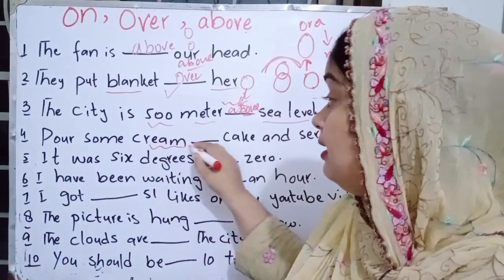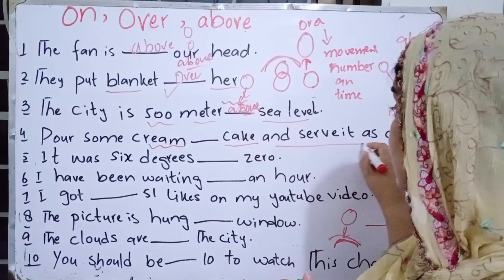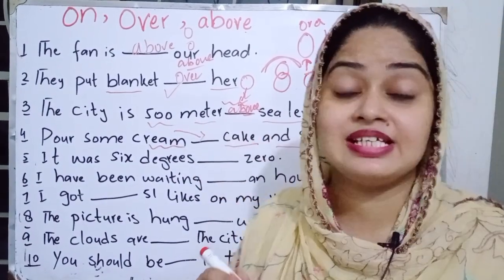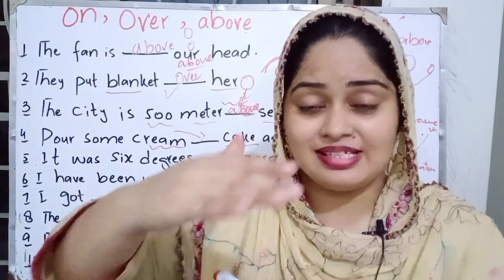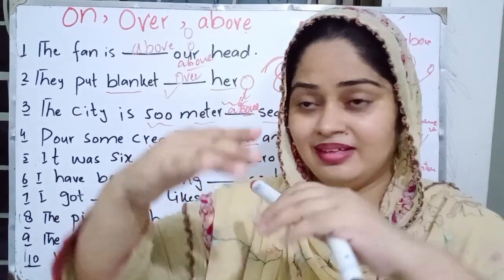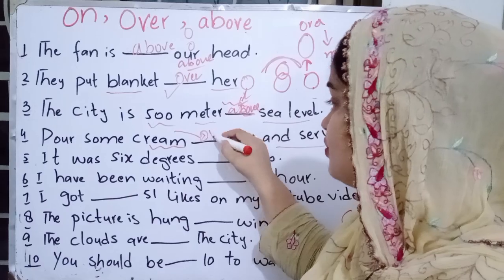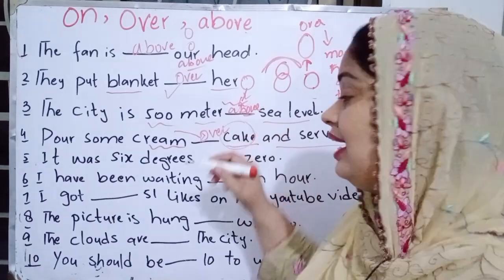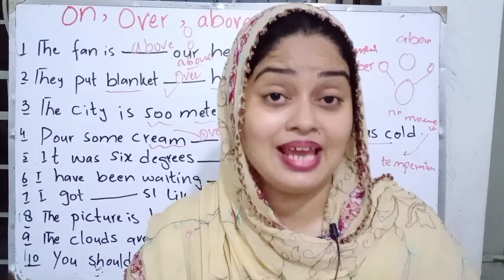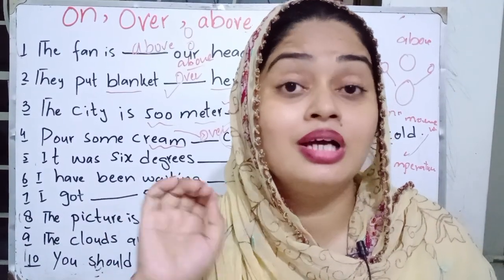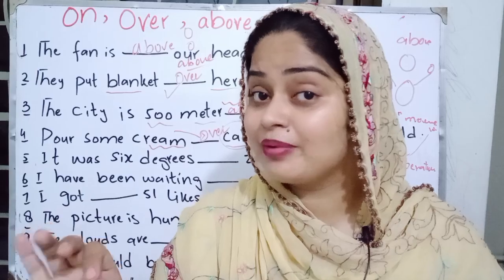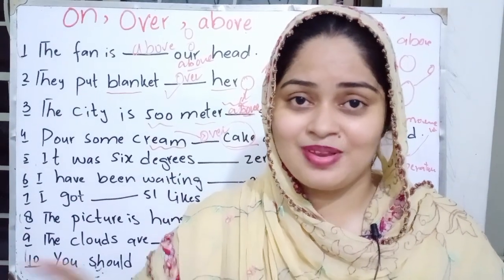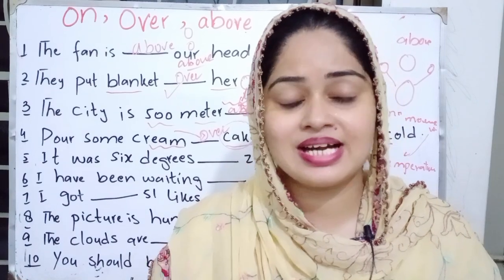Pour some cream on the cake and serve it cold. Cream would be touching the surface of the cake and is directly above the cake. So you should use over the cake, because cream would cover the cake. So you should use put some cream or pour some cream over the cake. Are you understanding the concept?